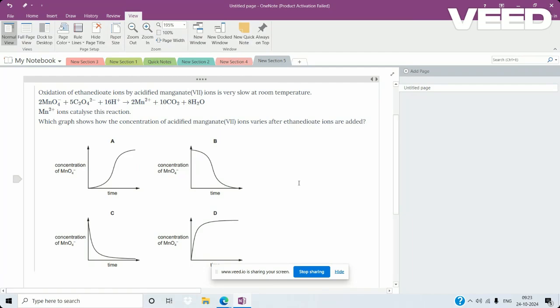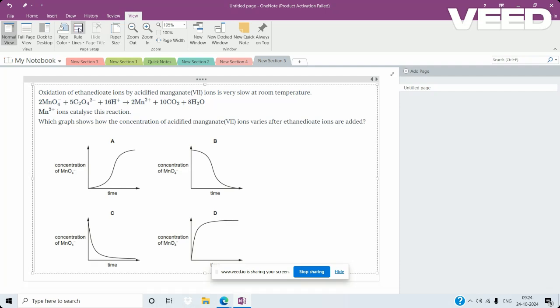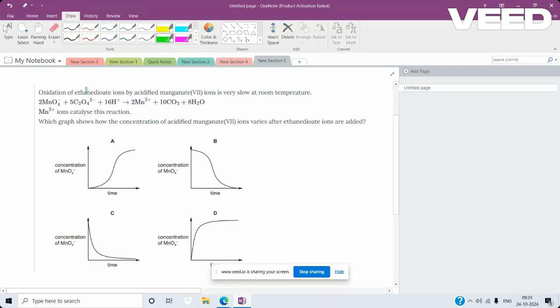Today we will discuss this AS level question in reaction kinetics. Oxidation of ethane dioate. Ethane dioate is nothing but oxalate anion. This is actually ethane dioate. I will mark this ethane dioate. We can represent this ethane dioate like this.